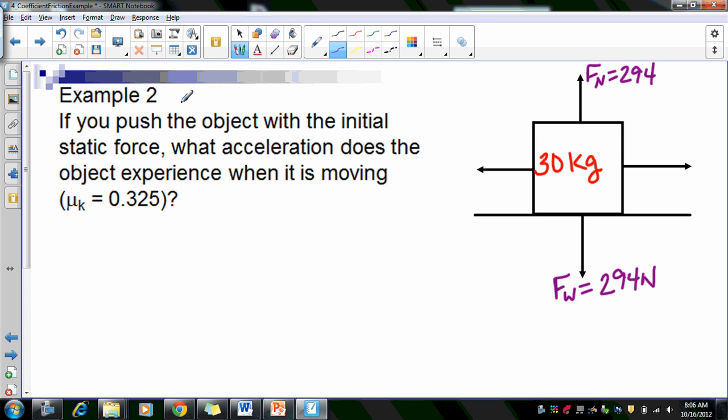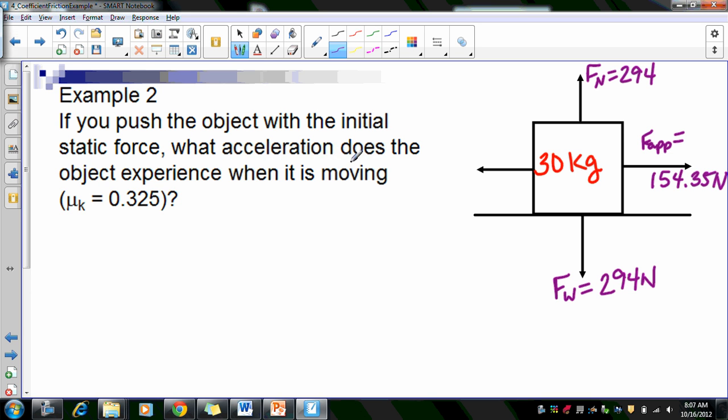And it says you're pushing with the initial static. So the applied force is equal to that initial static friction because you push with just enough force to get it moving. So that was 154.35.